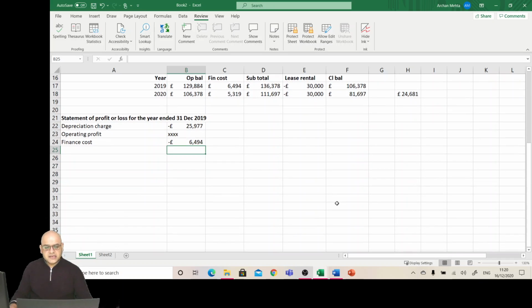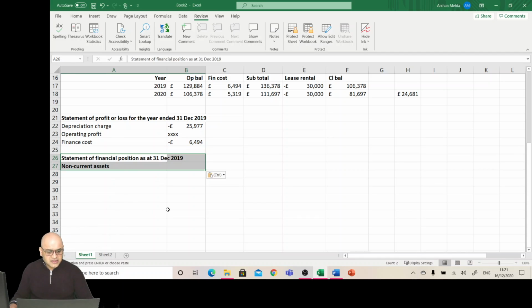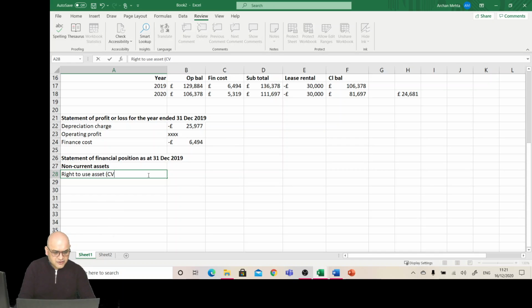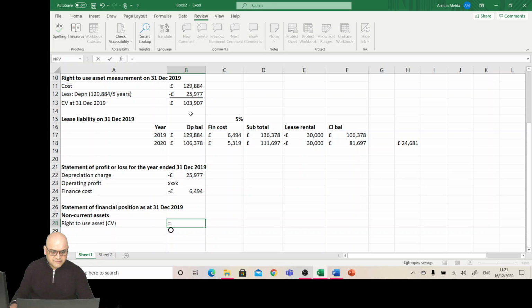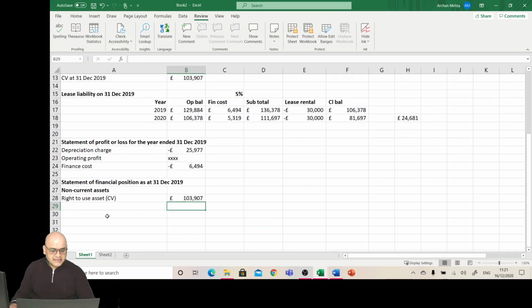Now what? Statement of financial position for the year ended 31st December 2019. In this financial statement, we'll have a non-current asset, which is the right to use asset. Let's write it here. This is the carrying value that we worked out in the first working, and the carrying value in the first working was this much.